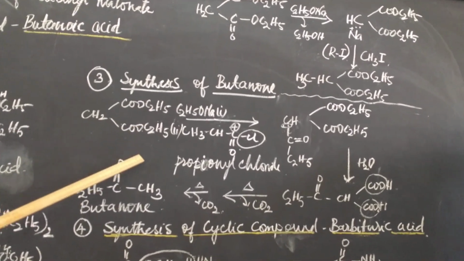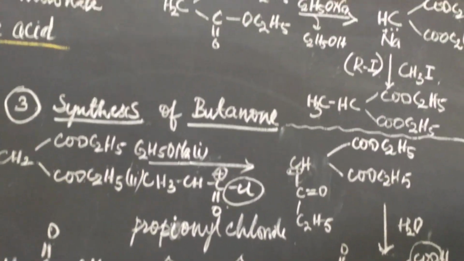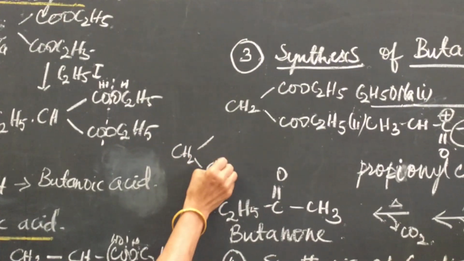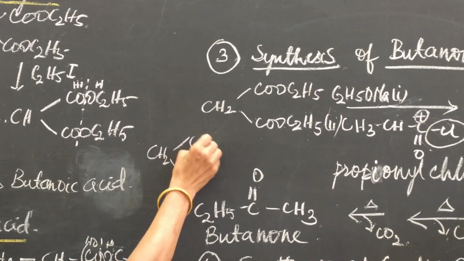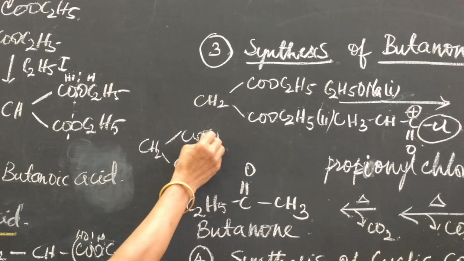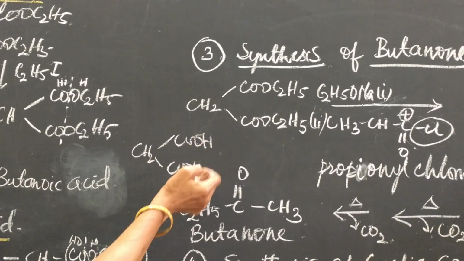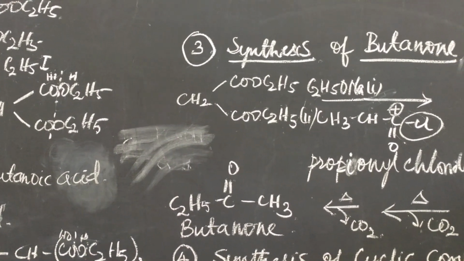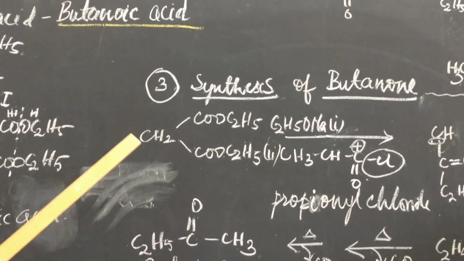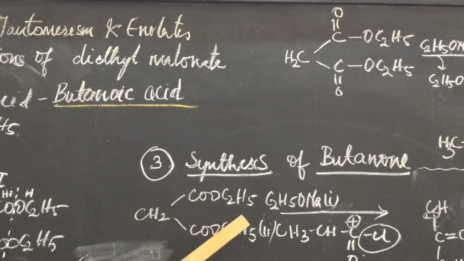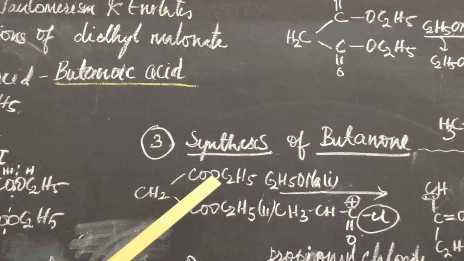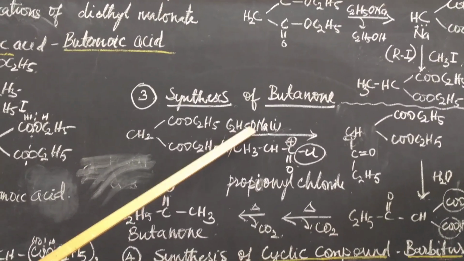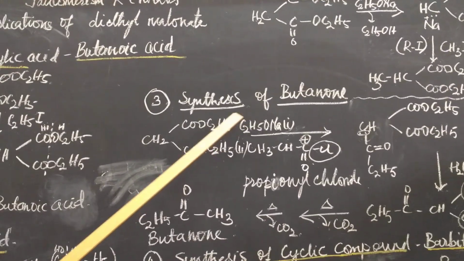It is an ester because malonic acid is nothing but CH2, COOH, this is my malonic acid. It has interacted with ethanol and given diethyl malonate. Now let's start with this. Now I take, as usual, my sodium ethoxide, which we call a strong base, and interact it with this.